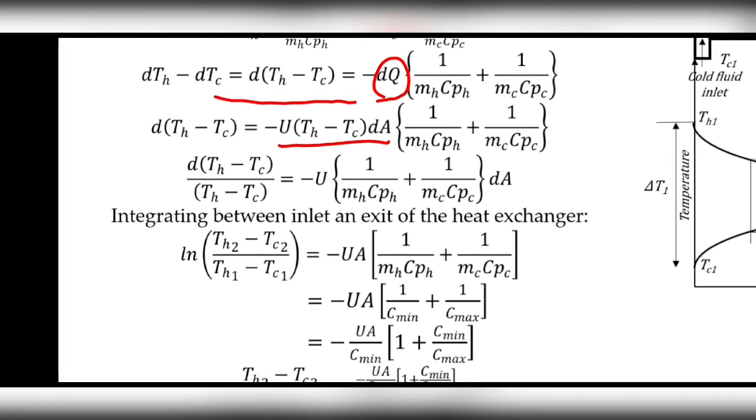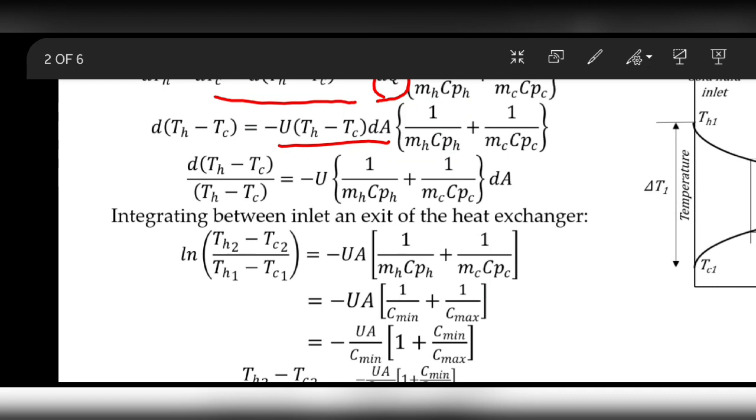So I'll further simplify this. We have gone through the same steps for parallel flow heat exchangers, so I'll take the temperature term to the other side, TH minus TC to the other side. So d of (TH minus TC) divided by (TH minus TC) will be equal to minus U into (1 divided by mH CpH plus 1 divided by mC CpC) into dA.